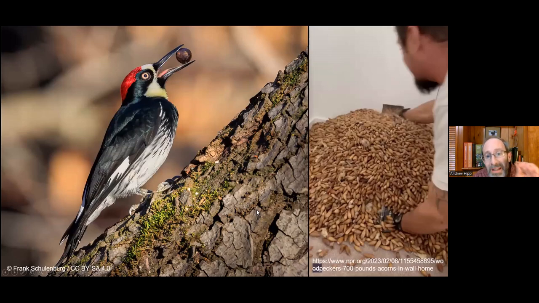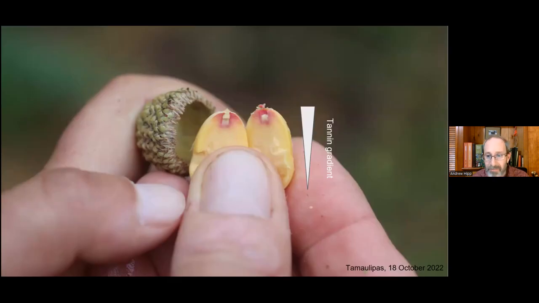No organism can live on acorns only, at least no vertebrates, including even acorn woodpeckers. You may have heard about this acorn woodpecker that hid 700 pounds of acorns in the wall of a home in California, despite the fact that they rely on acorns to get their young into the next generation. Not even the acorn woodpeckers can survive on acorns alone.